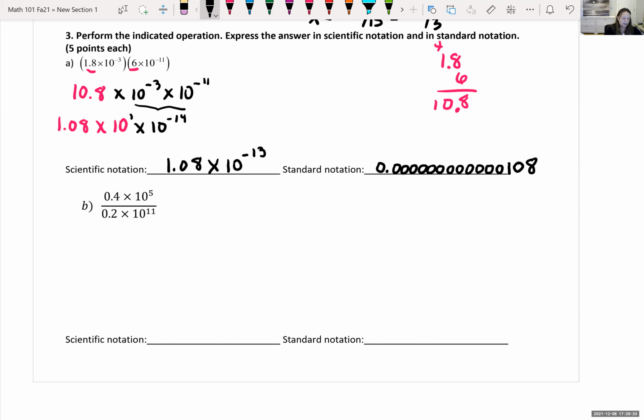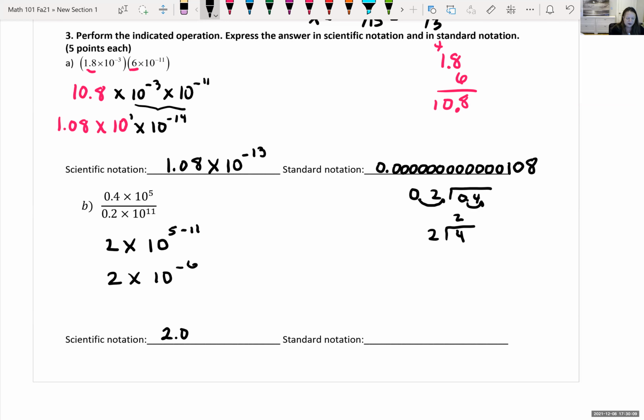The next one, we want to do division. So 0.2 divided into 0.4. We need to move our decimal over. So we have 2 going into 4, and that goes twice. So we have 2 times, and now let's take the exponent on the bottom and subtract it from the one on the top. So 5 minus 11. So we got 2 times 10 to the negative 6 power.